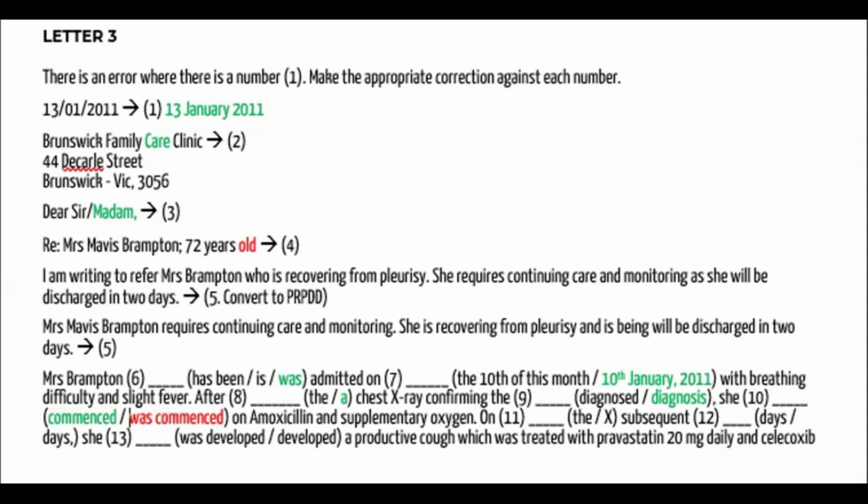Don't worry. So please stop writing these passive voice forms. "She was commenced" or "she has been commenced", both of them are completely incorrect. So you should write "she commenced", it is simple. "She commenced" is equal to what? She started. That's all. Or if anybody wants to write "was commenced", "amoxicillin and supplementary oxygen were commenced". Was or were, both of them are completely fine. I'll explain that later on.